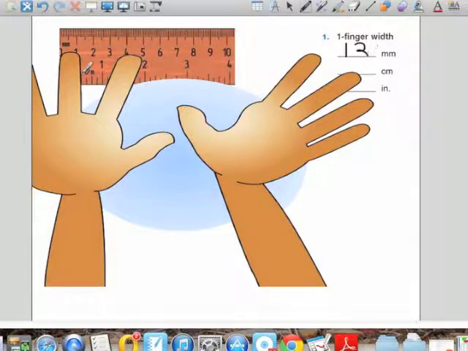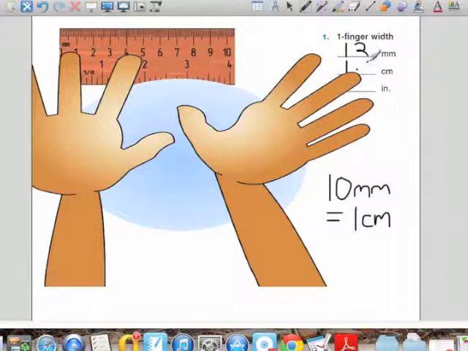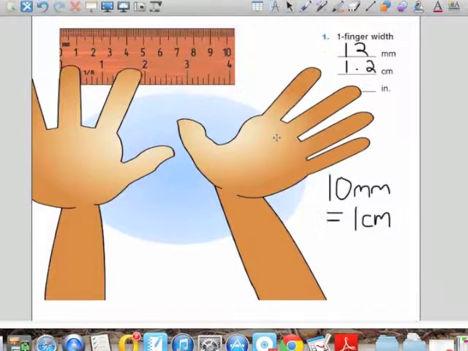Okay, centimeters are these bigger ones. And like I said, there are 10 millimeters of those really little ones equals 1 centimeter. So if it was 12 millimeters, it's going to be 1 centimeter and a little bit. You can see up here, it just goes to the 1 and a little bit past. So if you want to, you can write that as 1.2 centimeters. And then the next part you need to measure is this in inches.